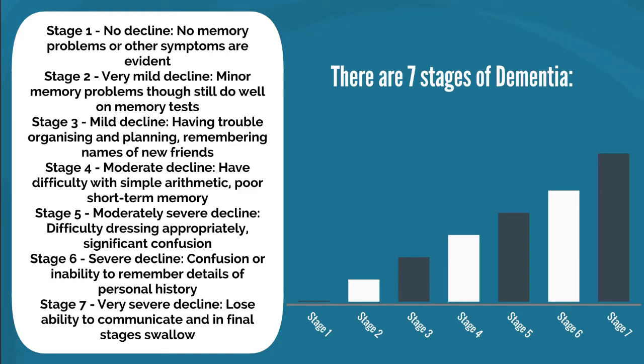Stage 5. Moderately severe decline. Difficulty dressing appropriately, significant confusion. Stage 6. Severe decline. Confusion or inability to remember details of personal history. Stage 7. Very severe decline. Lose ability to communicate and in final stages, swallow.